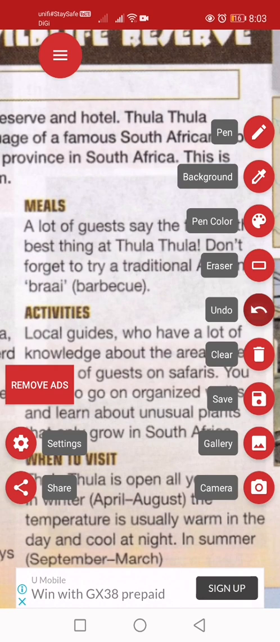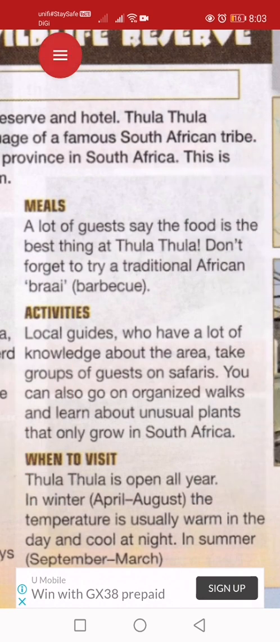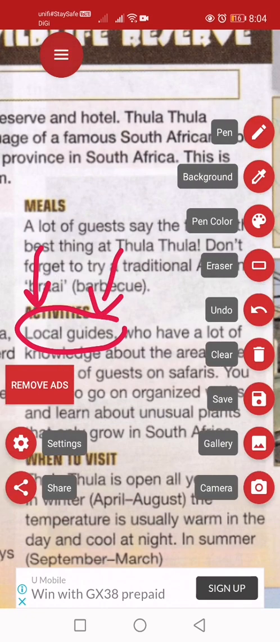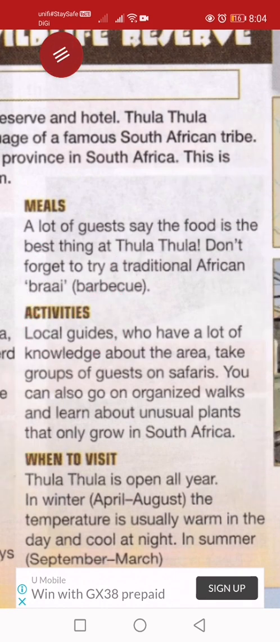Okay, activity yang kamu boleh buat. The activities that you can do over there is local guides. Okay, we have learned the word local before. Local ialah tempatan, guides ialah pemandu pelancong. Jadi pemandu pelancong tempatan who have a lot of knowledge. Mereka mempunyai banyak pengetahuan about the area, tentang kawasan itu.